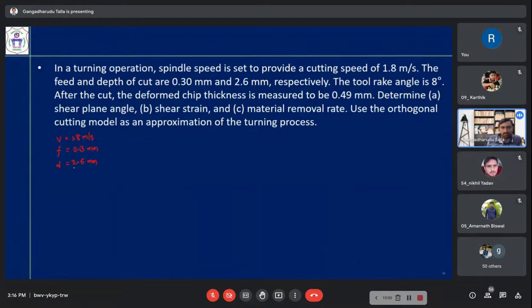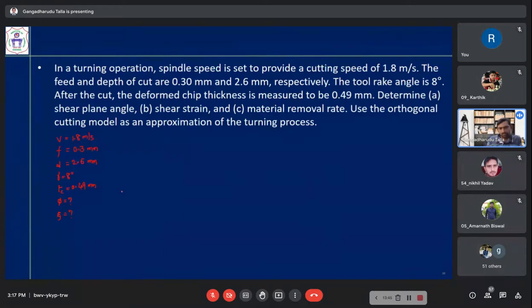The tool rake angle. So what is rake angle? Rake angle is gamma, 8 degree. After the cut, the deformed chip thickness is measured to be 0.49 mm. What is that? TC. Now determine the shear plane angle. So that is phi. Shear strain, that is zeta. In the previous case, have they asked for zeta also? Yes, sir, it was asked.